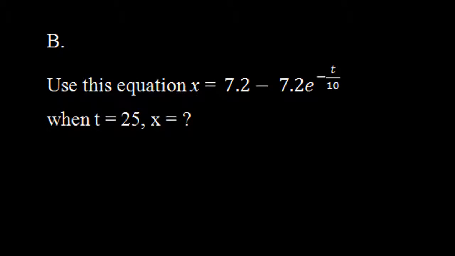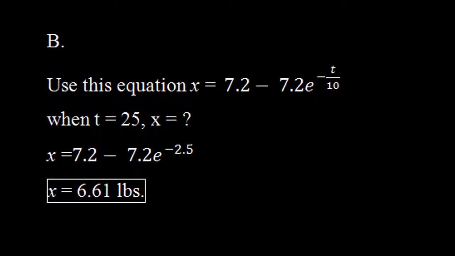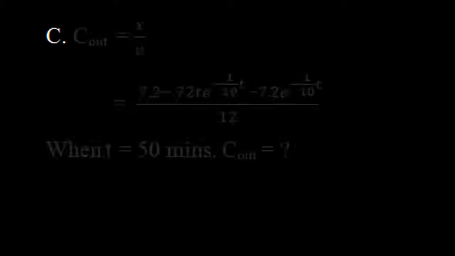For letter B, substitute 25 for t in this equation. For letter C, just substitute 50 for t in this equation.